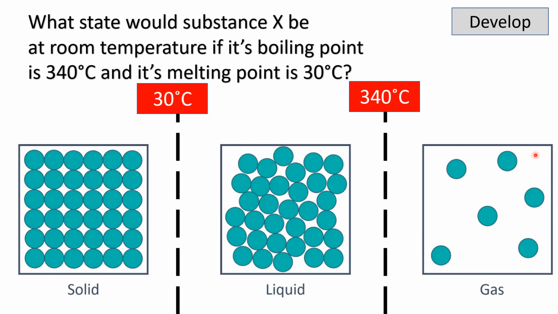Okay. So where is 20? If I think of that as a number line, where is 20 on this number line? Well, it's over here somewhere, isn't it? I haven't quite got to 30 degrees. We're over here. And so I'm still in the solid area. And so substance X at room temperature 20 degrees would still be a solid. So I use these number lines to help me, because my brain just doesn't like it any other way.